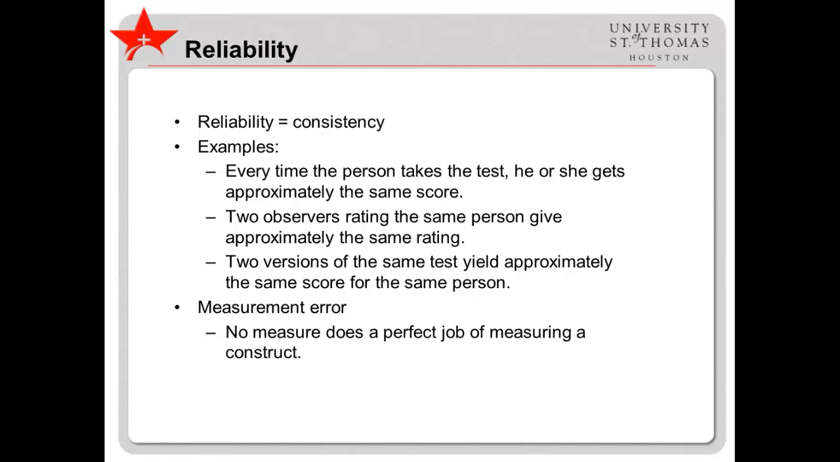Reliability involves consistency of measurement. Here are some examples. Every time the person takes the test, he or she gets approximately the same score. Two observers rating the same person give approximately the same rating. Two versions of the same test yield approximately the same score for the same person. Reliability is rarely perfect because of measurement error. No measure does a perfect job of measuring a construct.